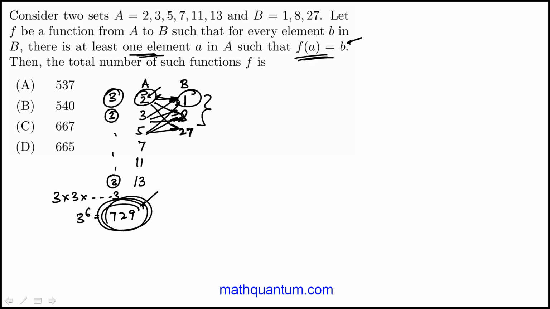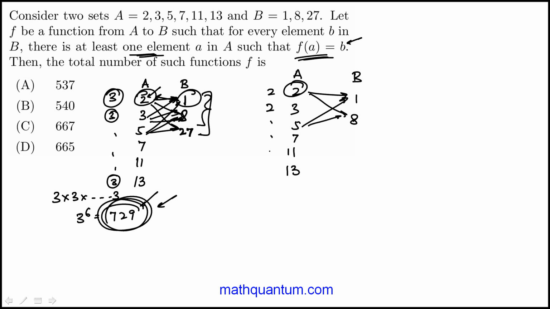So the next step is counting the ways where not all of these are here. So for example, B, let's say, has only 1 and 8, and A has 2, 3, 5, 7, 11, 13. So I'm going to count how many ways I could pair these, and then I'm going to subtract that from here. So here again, I can pair that to 2 of these. So I have 2 choices each step. So this will be 2 to the power of 6, which is 64.